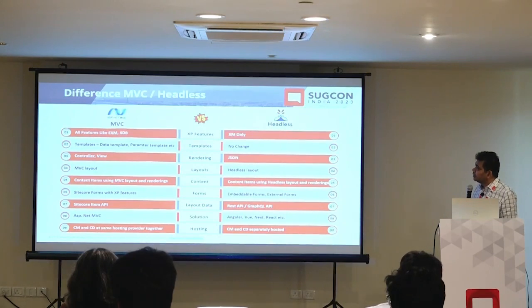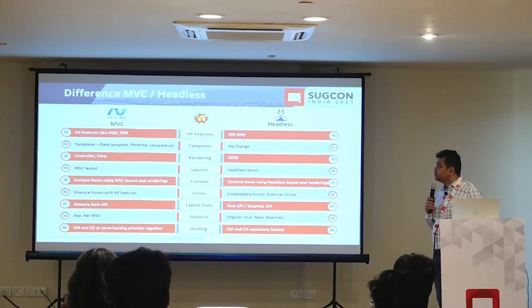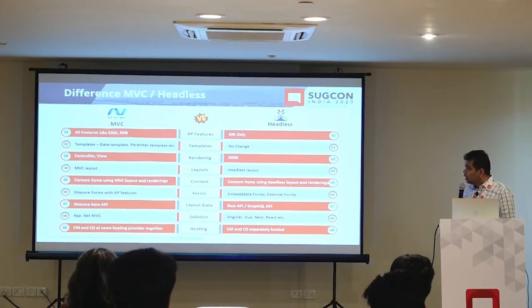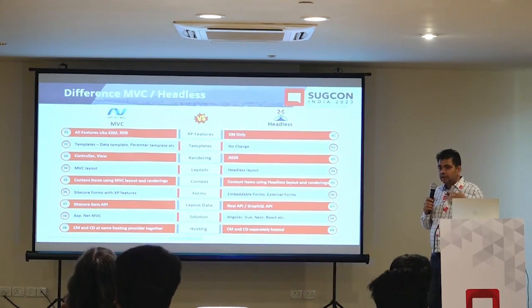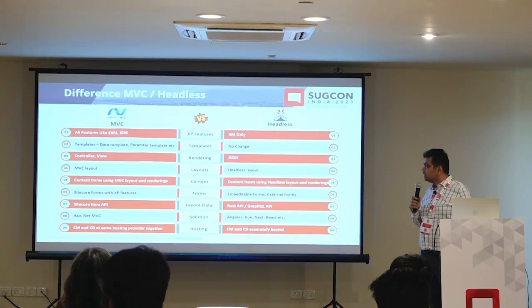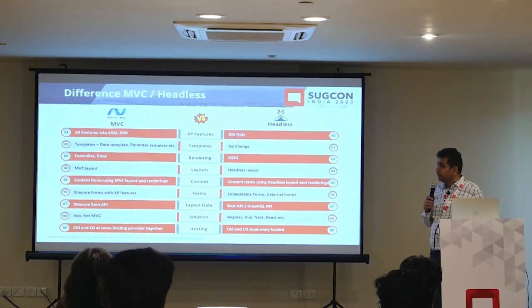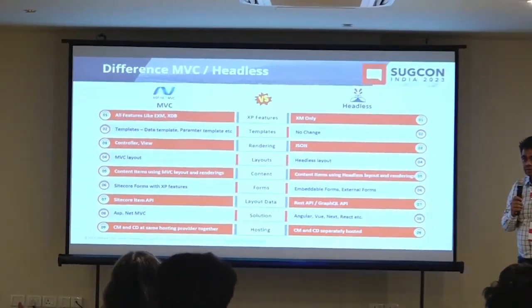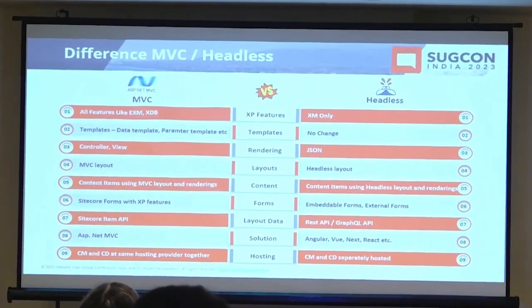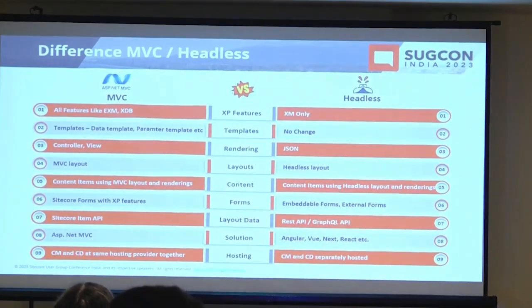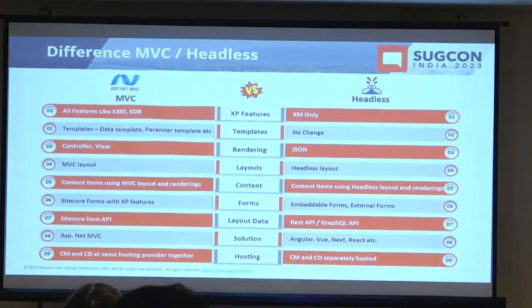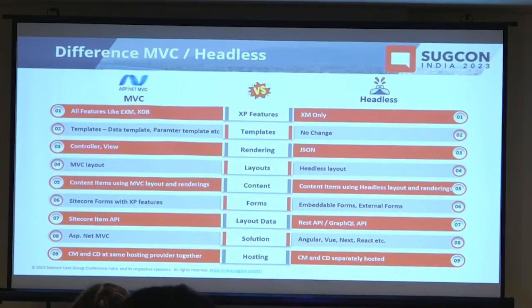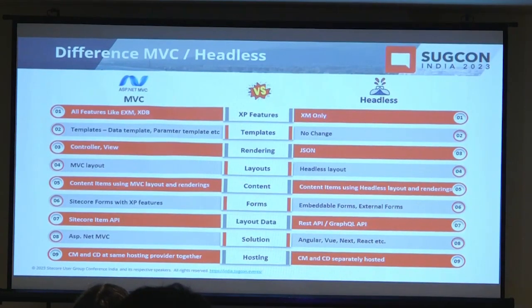So let's come to the difference between how things have changed between MVC and Headless. If we start feature-wise, obviously, XP had all the features like the EXM, XDB, everything included in it. So when we go with Headless, we use mostly the XM features only. So we remove all these things. From templates, you all used to have data templates, parameter templates. There is no change from MVC. That's a good part. If you're moving your MVC to Headless, you don't have to change any of your templates. If there's no template change, no content change.